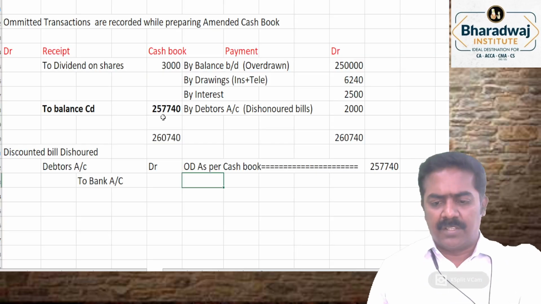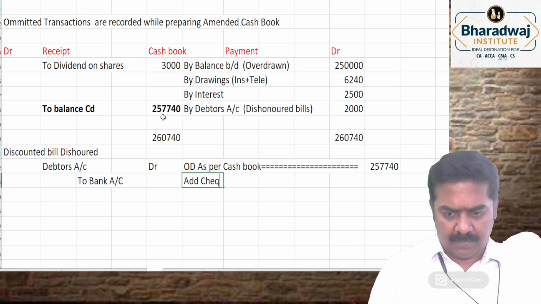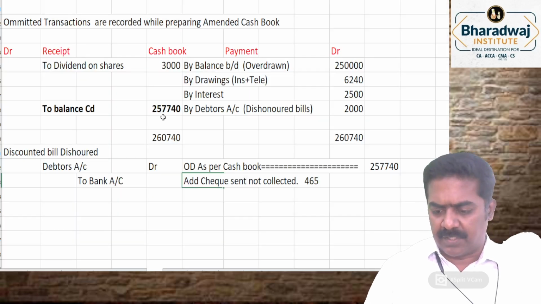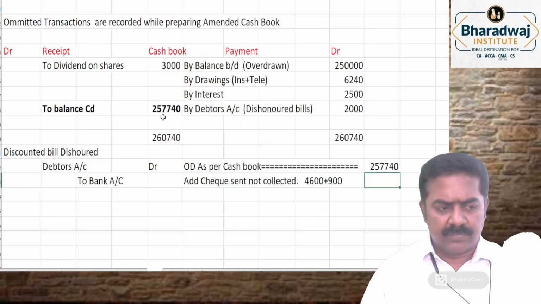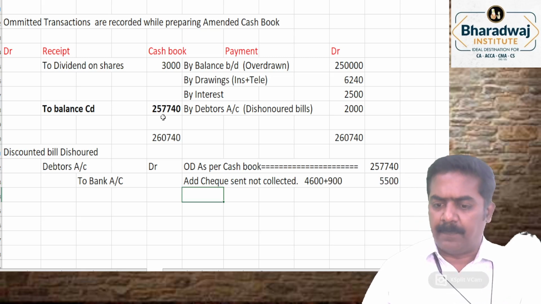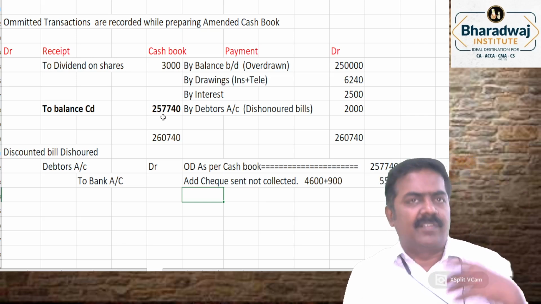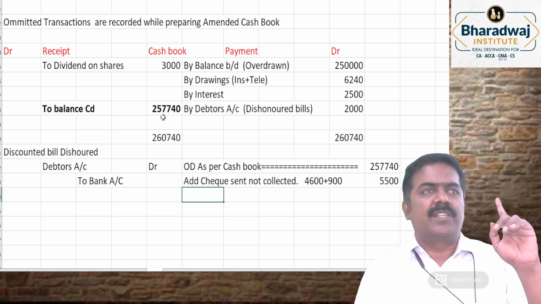We have to reduce. Since OD is the starting point, we will do the opposite. It may be dishonored or not collected. How much is not collected? 4,600 and 900, that is 5,500. I repeat. Checks sent for collection. What have we done? We have added. Has the banker added? No. Normally what should we do? Reduce. Since OD is the starting point, do the opposite.